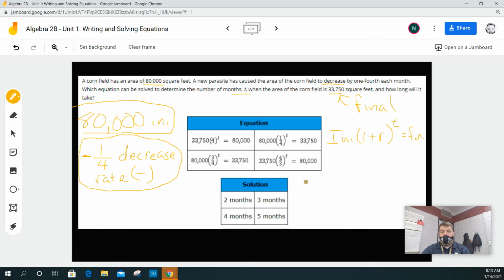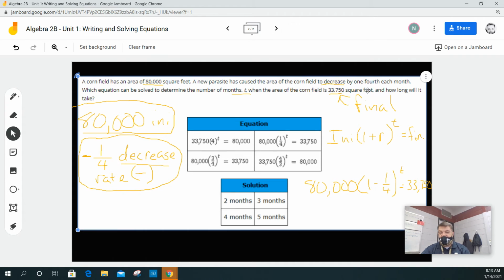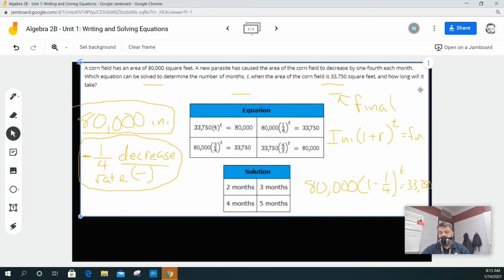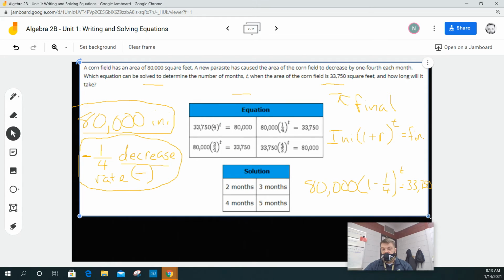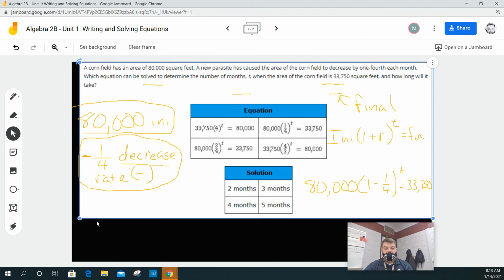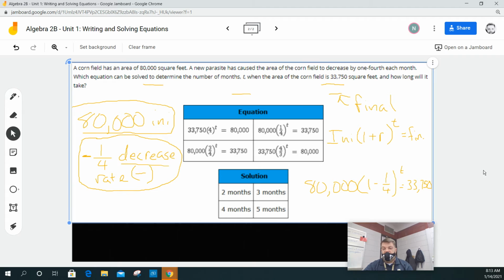So if I were to write that out, it should be 80,000, and then 1, now our r has to be negative because it's decreasing. So it's going to be 1 minus 1/4 raised to the t, and all that has to equal 33,750. Now I got to fix this. We want it to look somewhat presentable. All right, so 33,750. So that's the equation.